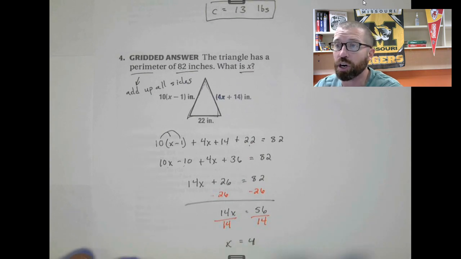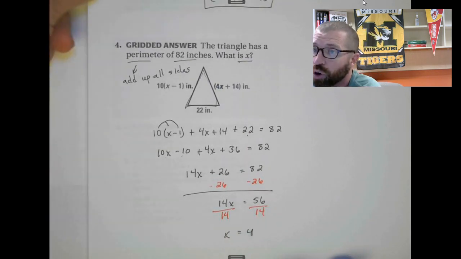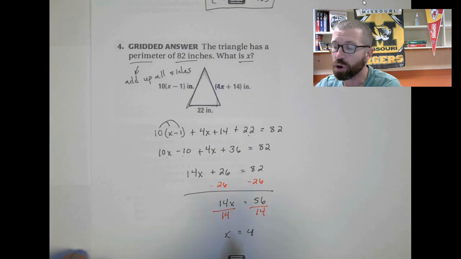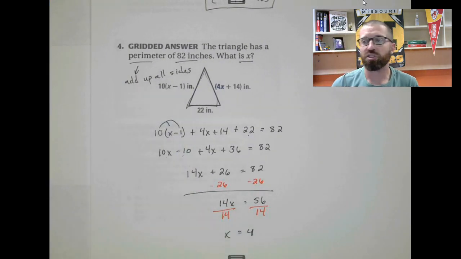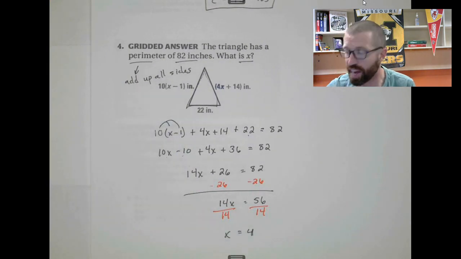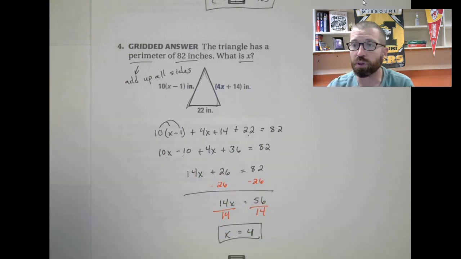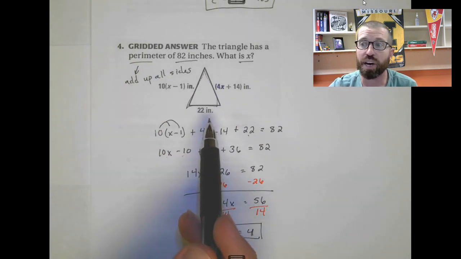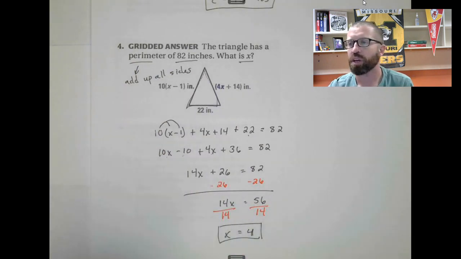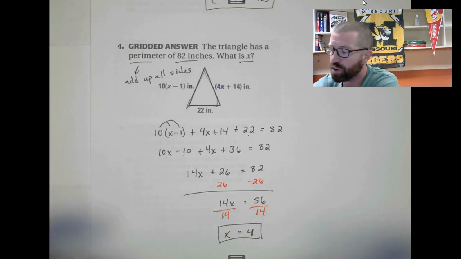Now, especially on a problem with a shape, where this has a triangle, you always want to make sure you answer the right question, because sometimes they ask for x, in this case, which is x is 4, but sometimes you might need to plug your x back in and find a side length or something like that. But they just asked for x, so we found x.